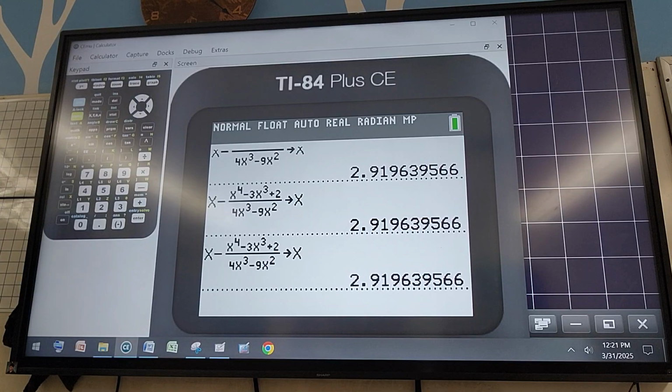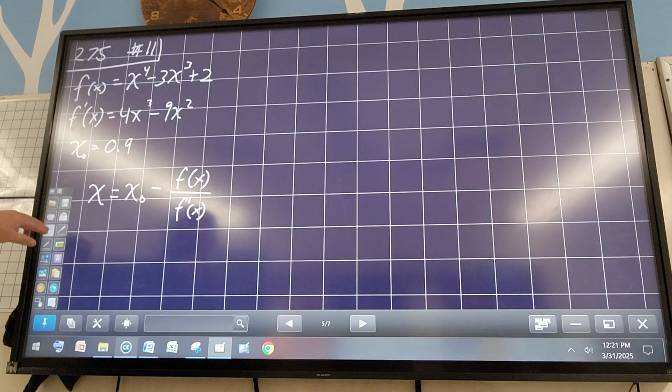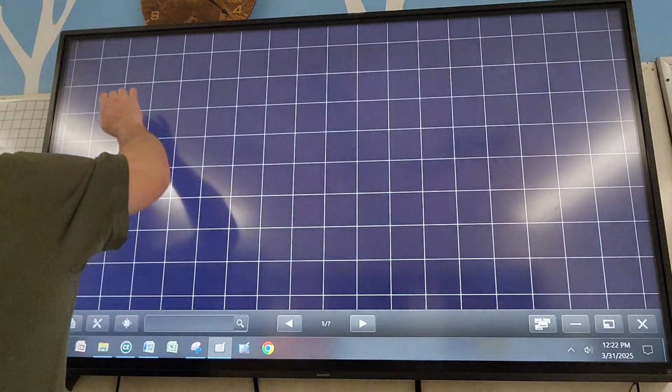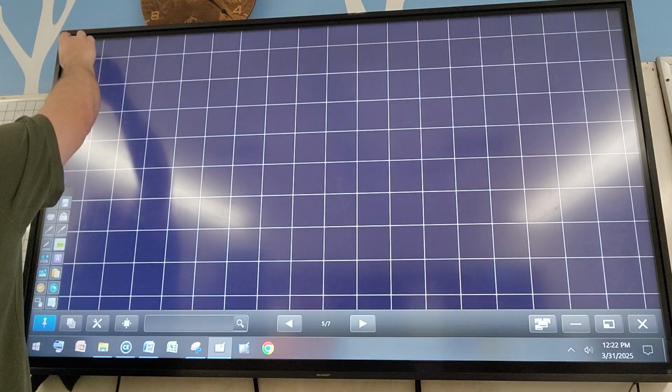What you want is the ability to do these by hand. And I don't even mean the whole problem in this case. I mean, so this was what number? 27? Yeah.